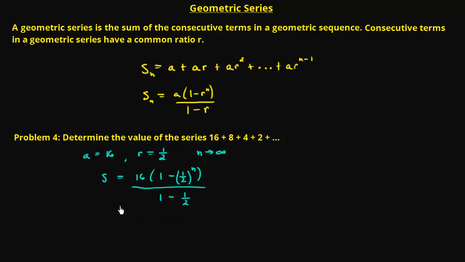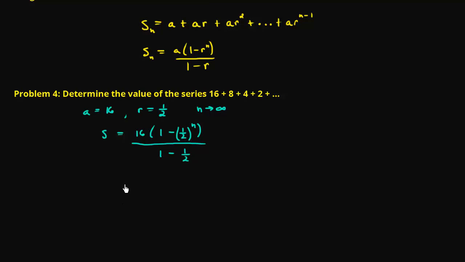Okay, and of course we can simplify this. So we have that 1 minus a half is just a half. If I divide 16 by a half, I get 32. So I have 32, and then I can distribute 32 into the brackets, because I'd have 32 times 1 minus 1/2 to the power of n, which is equal to 32 minus 32 times 1/2 to the power of n.